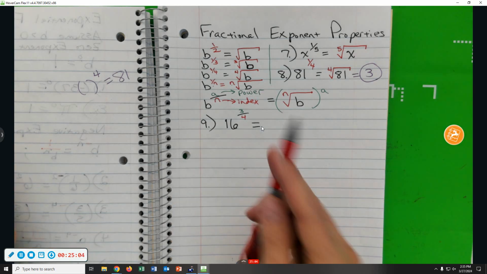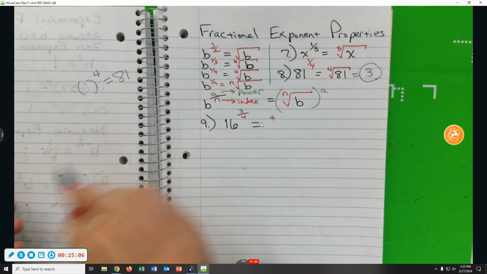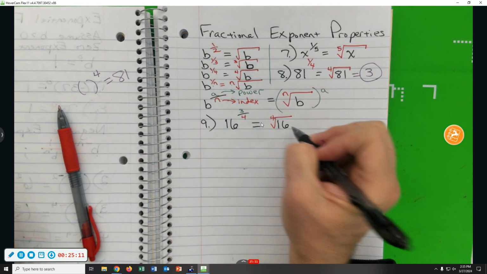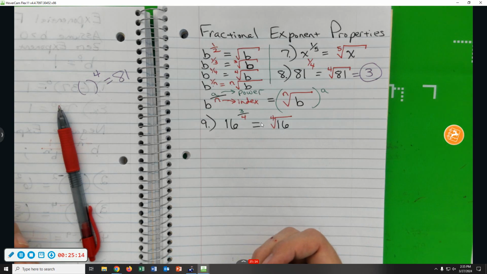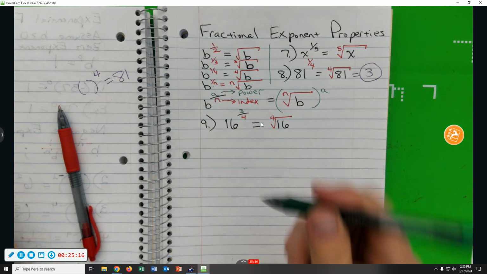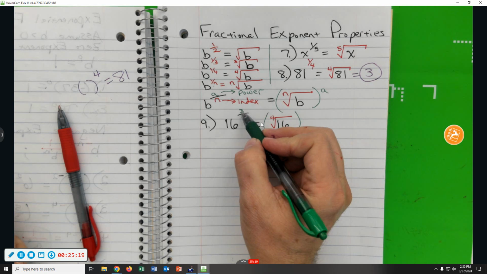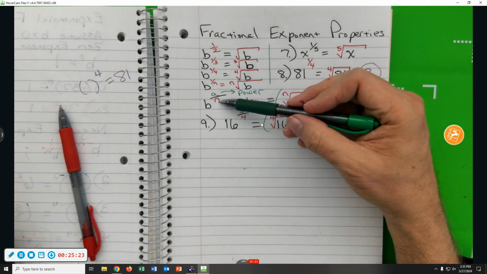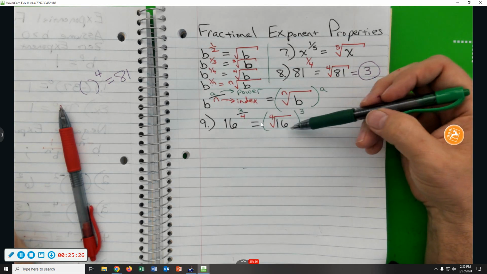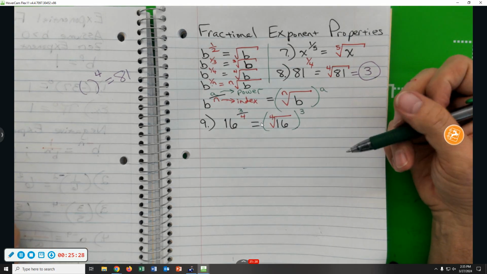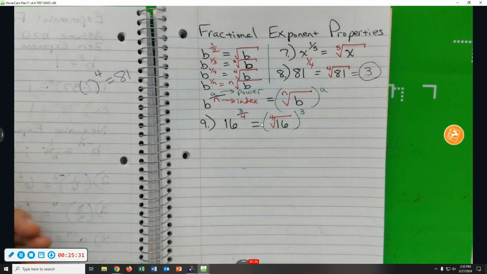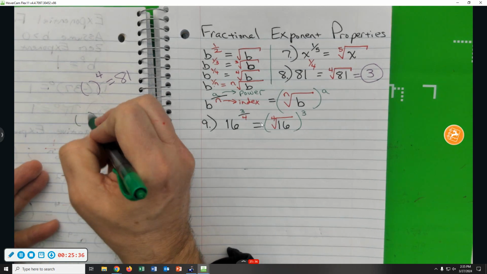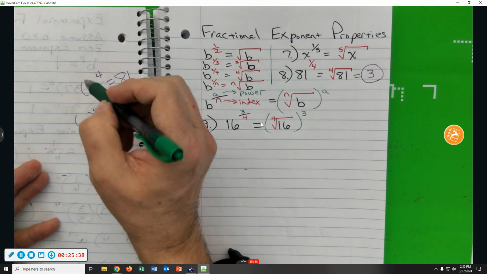Bottom, so it's going to be a fourth root of 16. We're going to have to simplify the fourth root of 16, and then whatever we get, we're going to have to cube it. The numerator is the power, the denominator is the index. Now the fourth root is 16. What times what times what times what will give you 16? You're thinking to yourself, what to the fourth power will give you 16?